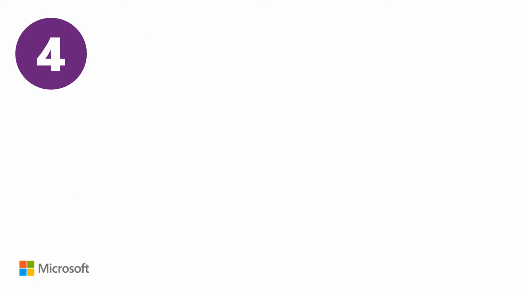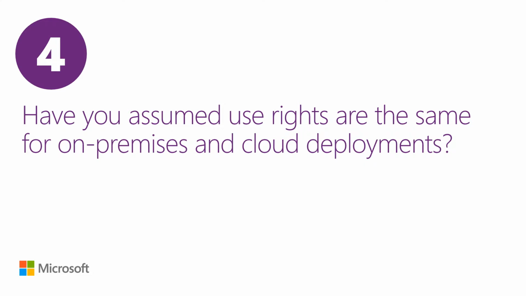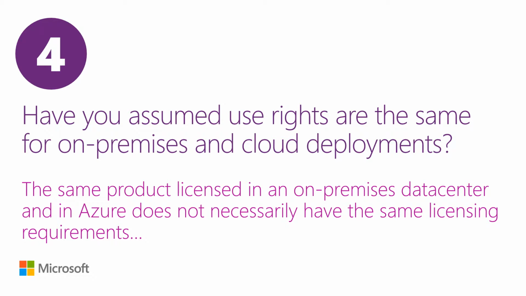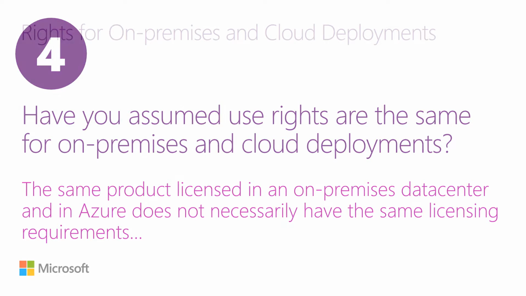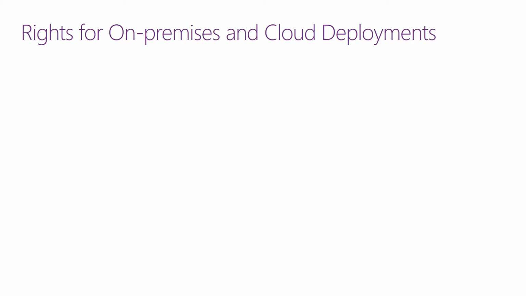Let's continue with use rights, but now consider this question. Have you assumed, as you move to the cloud, that the use rights are the same as the ones in a familiar on-premises deployment? Actually, the same product licensed in an on-premises data center and in Azure doesn't necessarily have the same licensing requirements. As usual, let's take a look. The example I've chosen here is Windows Server. Now, how does the licensing of this differ as we move to the cloud?